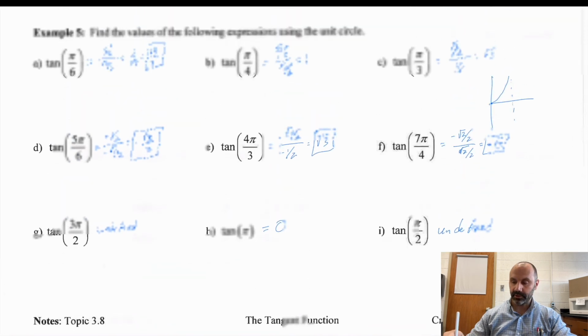Okay, so that's an introduction to tangent functions, the tangent graph, and tangent values, which we derive from the unit circle.